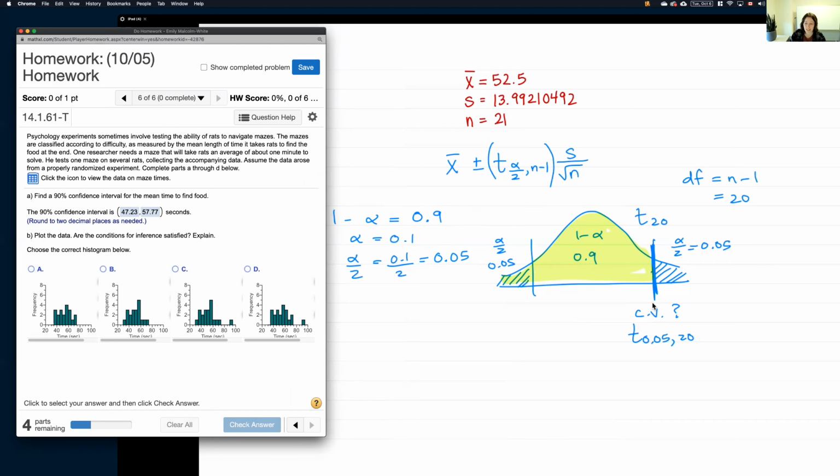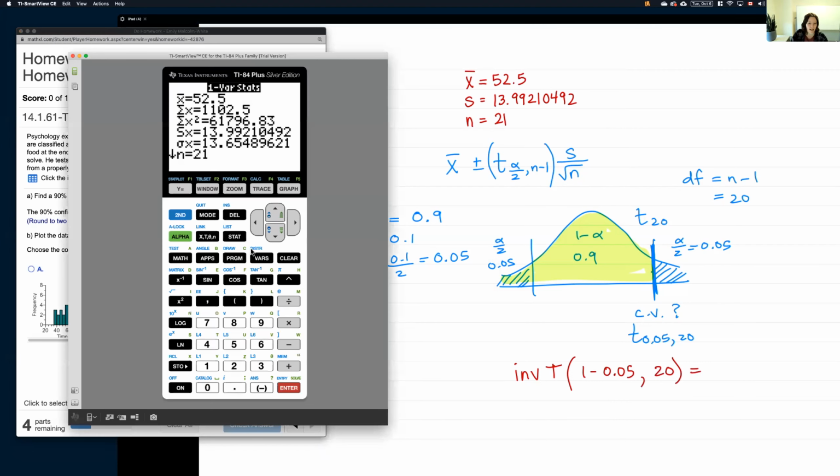It's the value that falls on the t distribution with 20 degrees of freedom, where the area to the right is 0.05. To get this on a calculator, it's the function inverse t. Inverse t, you always have to tell it the area to the left. So I'm going to do 1 minus 0.05 to get the area to the left of my critical value, and then I have to tell it the degrees of freedom. So I'm just going to go to my calculator here and plug that in. To get to inverse t, it's in my distributions menu. So second distributions, and then scroll down to inverse t.